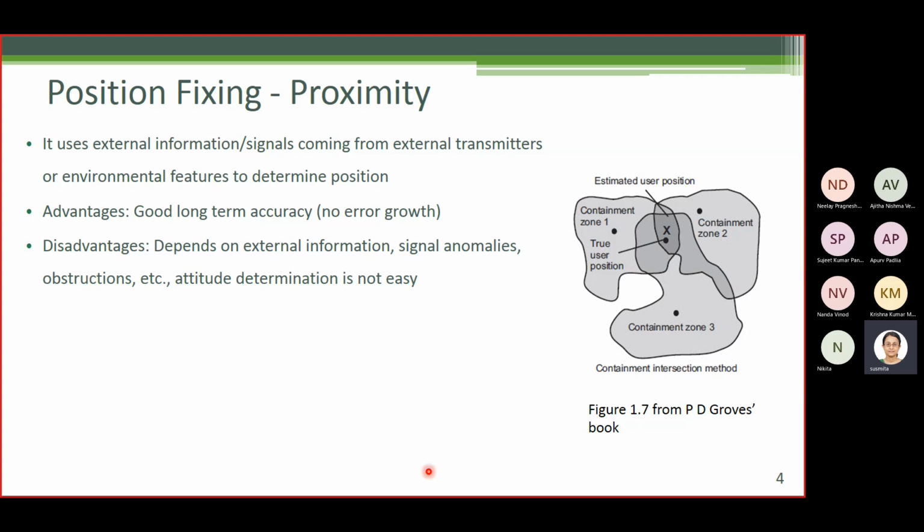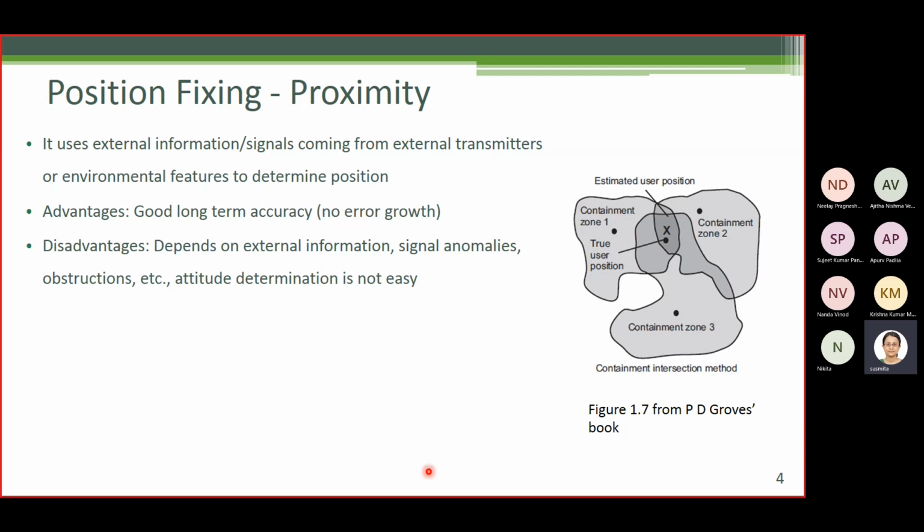What are the disadvantages? It depends on external information. It needs to receive signals from outside. Now signals can have some distortion. Some anomalies may corrupt the signal because signals are coming from outside. For example, in case of GNSS, signals are coming from satellites far away. If something wrong happens on board the satellite, then wrong signals will be received by the user. So signal anomalies can corrupt the measurement and the navigation solution.